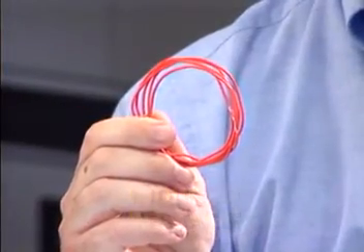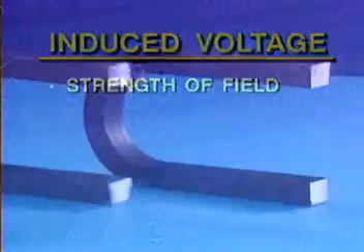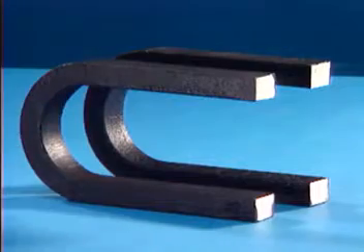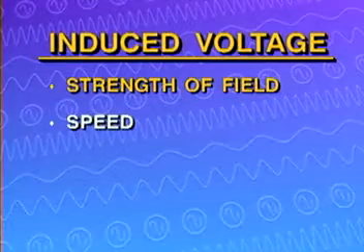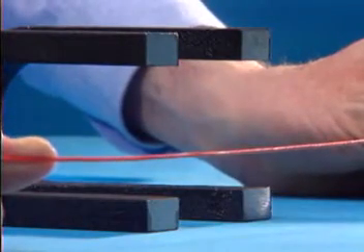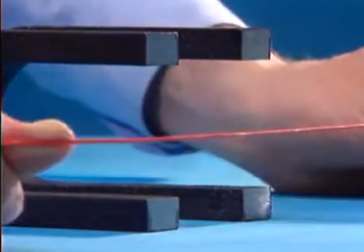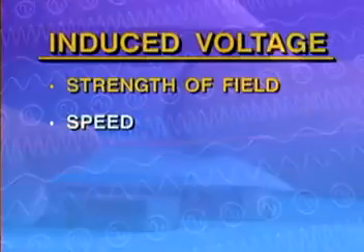Using a length of insulated wire for demonstration purposes, let's look at 4 factors that affect the induced voltage. One is the strength of the magnetic field. The stronger the magnetic field, the greater the induced voltage will be. Another factor is the speed at which the conductor or the magnetic field is moving relative to the other. The faster the speed, the greater the induced voltage will be.